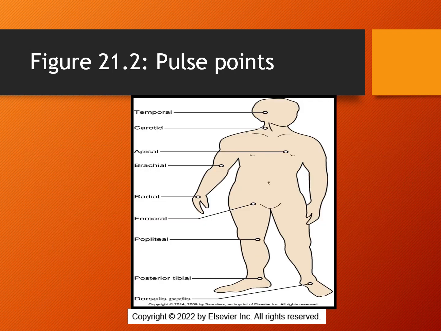Here are the different pulse points right here. This shows all the different places where you can get pulses. That's the brachial. That's when we do blood pressure. We listen over the brachial artery right there. There's the radial, femoral, popliteal, posterior tibial, and dorsalis pedis.